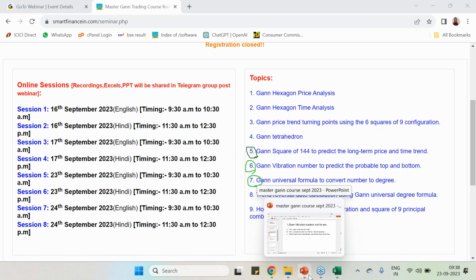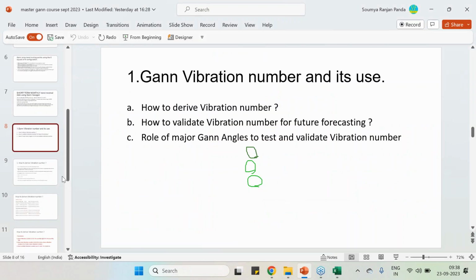Fine. So start with the Gann vibration number. What is a vibration number? First, try to understand these things. Many Gann literatures speak about the vibration number. I have forecasted this because of this vibration, price vibration, angle vibrations, all these things. But what is a vibration number? It is the root number, the base number from where it has started.